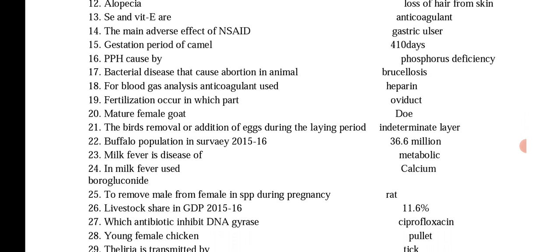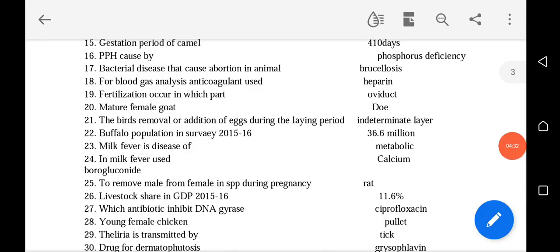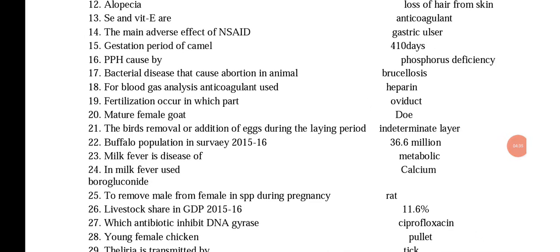Mature male goat is buck. And in case of sheep, male sheep is ram, the mature female sheep is ewe, and the mature male sheep is ram. Mature female sheep is ewe.